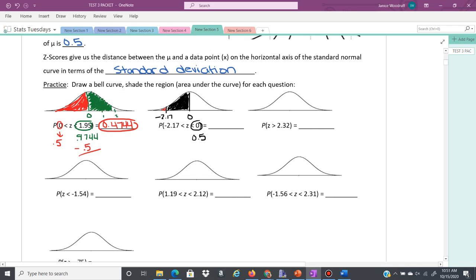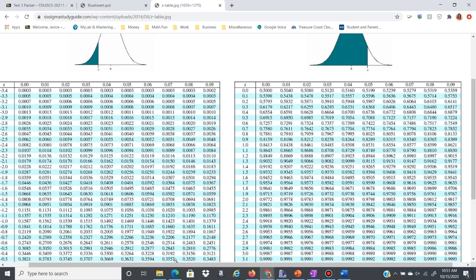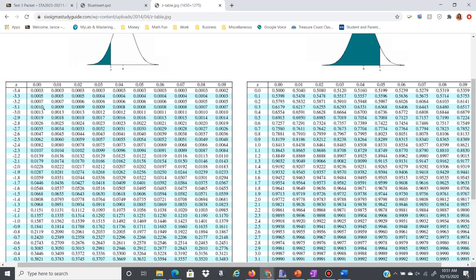If it will let me, there we go. So this little part here in the red, and what we want is this part in the black. So we'll have to subtract out this part in the red. Find negative 2.17 on your chart. Here's negative 2.1, and then we want 0.07. That corresponds right here to 0.0150.